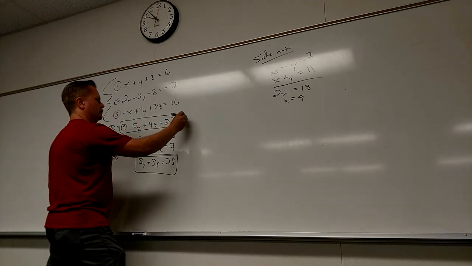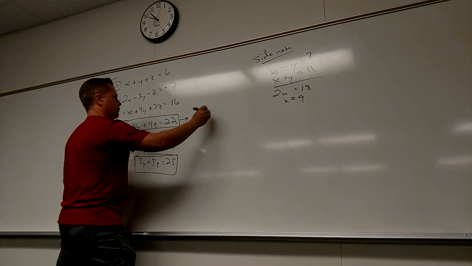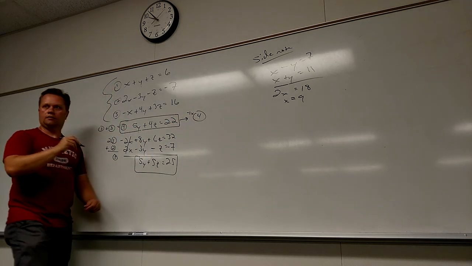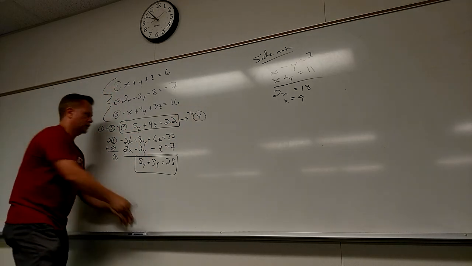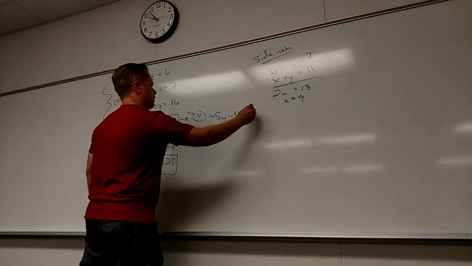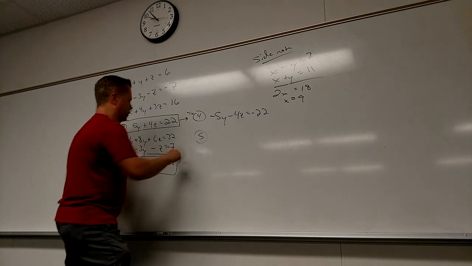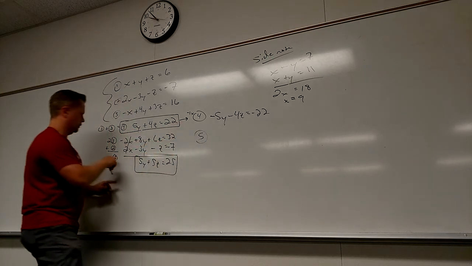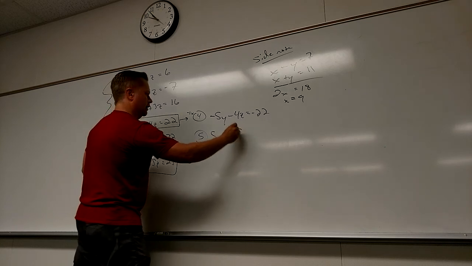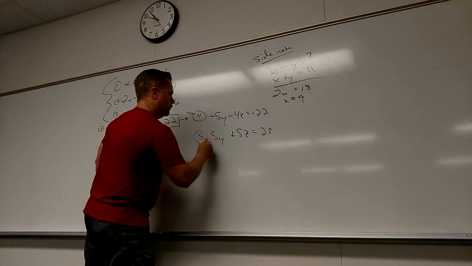So if I take this 4th one and multiply it by -1, I'll get -5y minus 4z equals -22. And then I put the 5th one, and I just write it here. This is the 5th equation, 5y plus 5z equals 25.